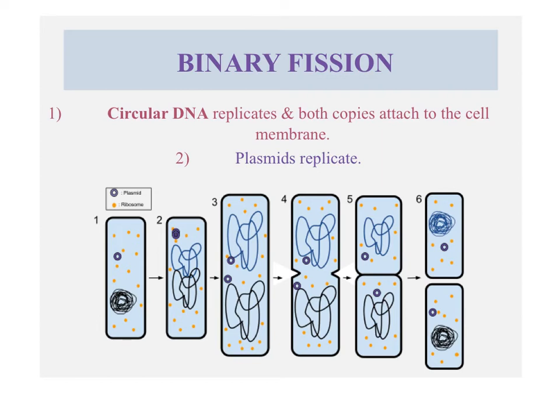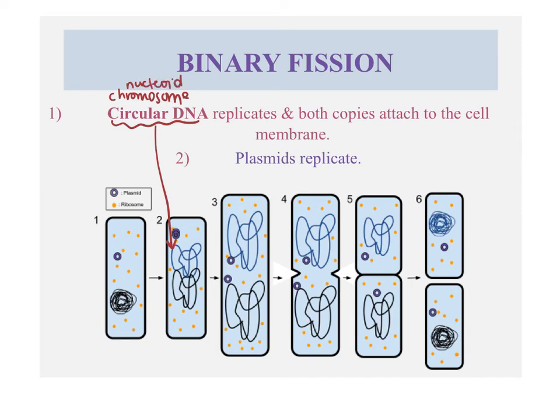So what we can see first is our circular DNA replicating. Now, this is a rubbish diagram. I apologise. By circular DNA, what I really mean is the chromosome or the nucleoid.